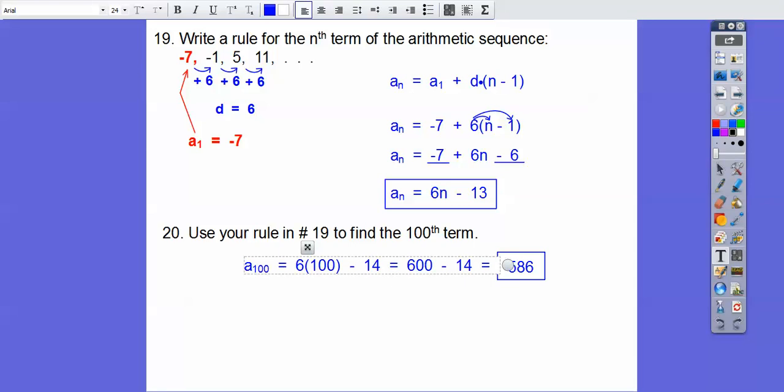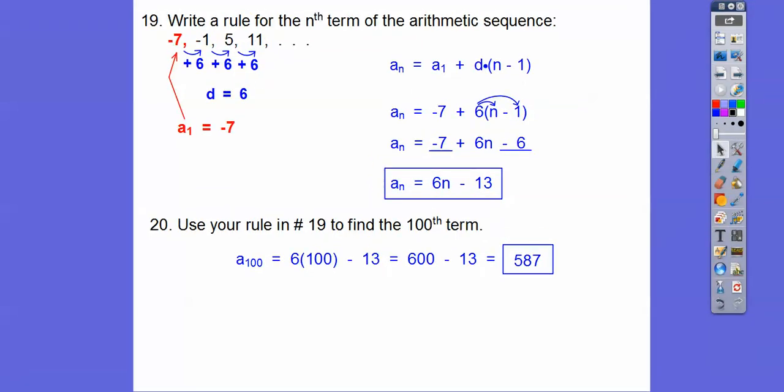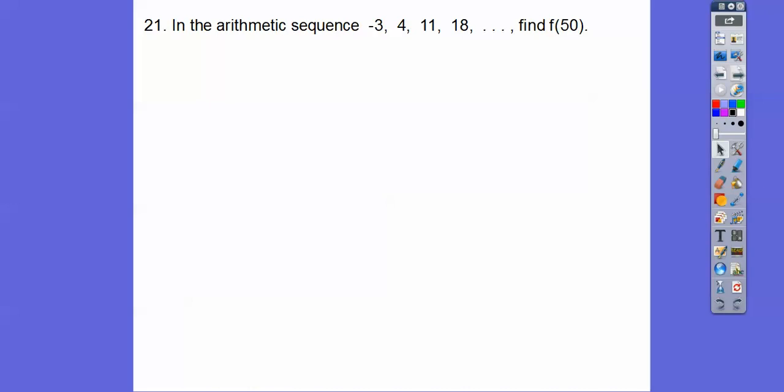All right, so I'm going to do 6n minus 13. So 6n minus 13 is going to be 6 times 100, which is 600, minus 13, which is 587. Okay. All right, I should be good after that. Hopefully I didn't make some other mistakes.